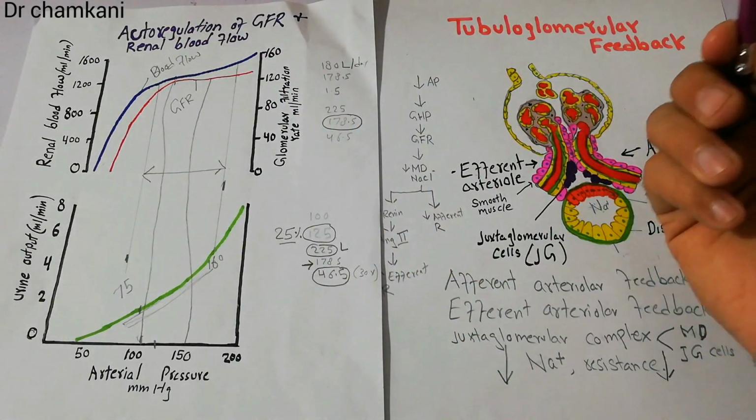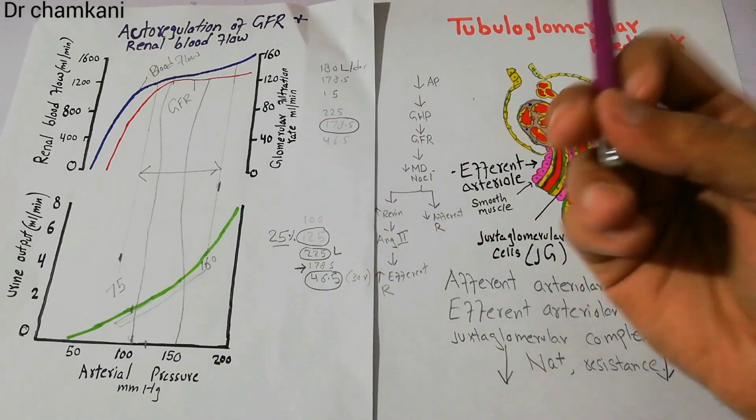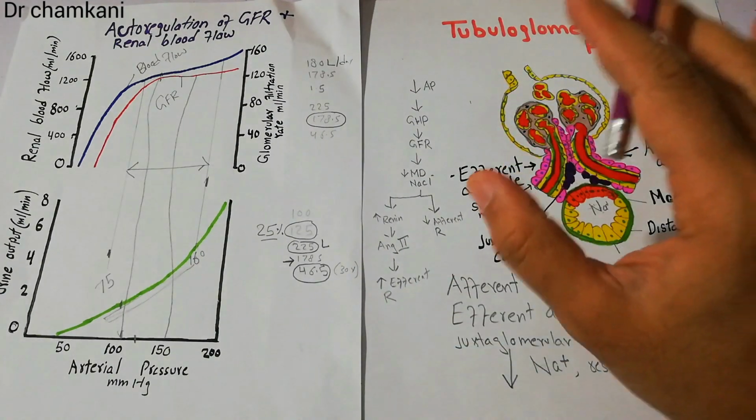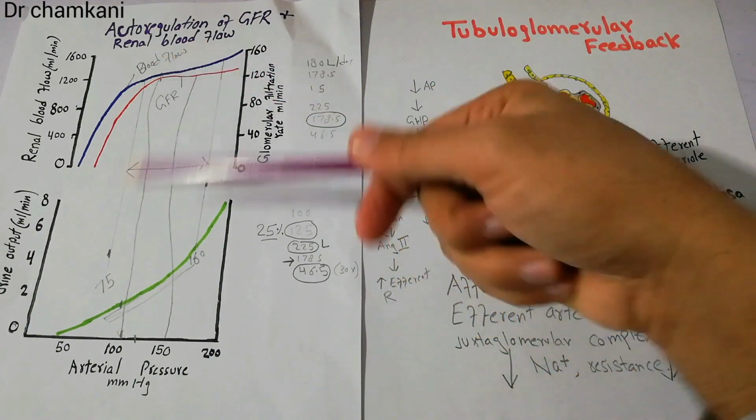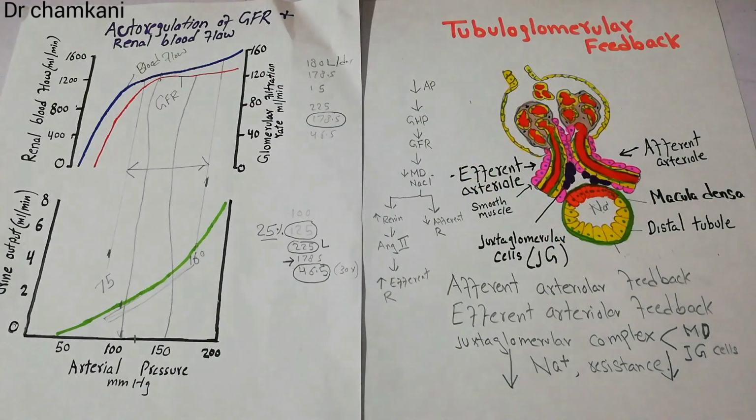Now, how is autoregulation done? How do the kidneys autoregulate the GFR and renal blood flow despite changes in the arterial pressure? The kidneys do this with the help of the tubuloglomerular feedback mechanism.